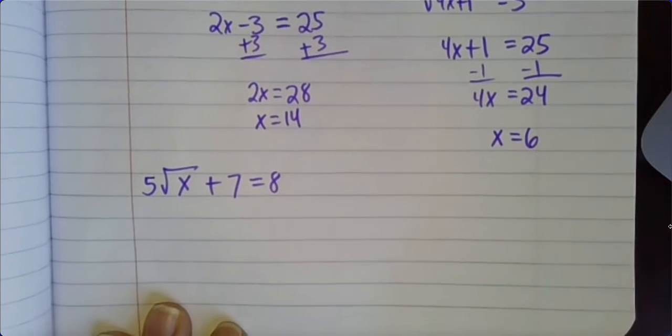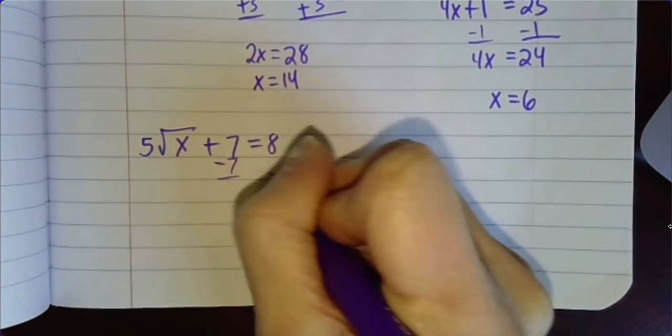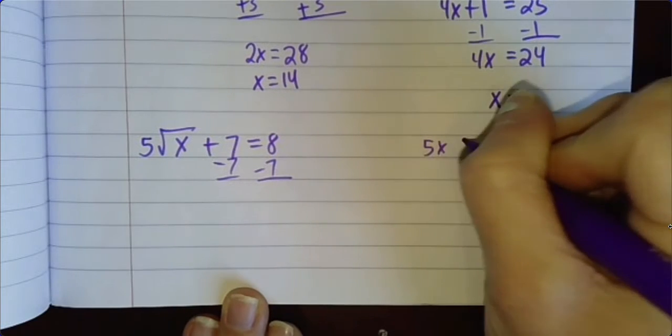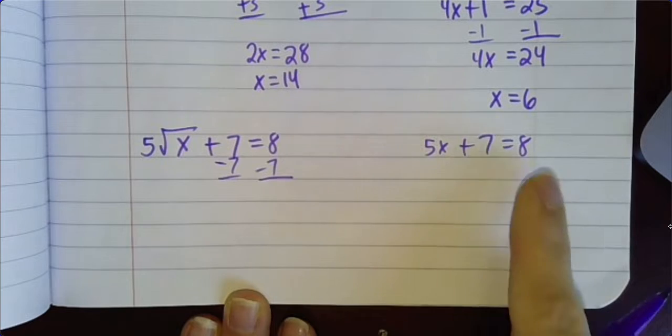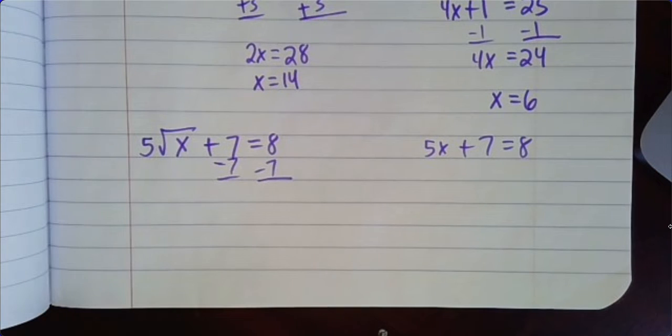Okay, so this next one, I have the 5 and the 7 to move. So I'm going to subtract my 7. Does everybody see that? When I subtract 7, can you just add the 5 and the 7 together? No, because the 5 is being multiplied to that x. It's no different than on this one. If I had this, what would I do? Subtract 7, divide by 5. What am I going to do on this one? Subtract 7, divide by 5. So I get, hold on, let me pause it.